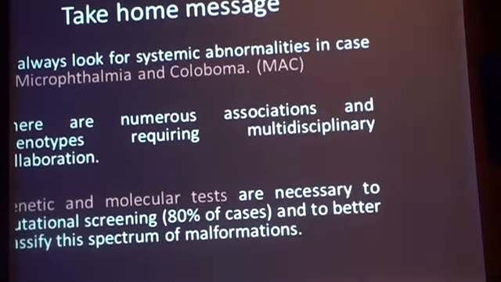So if we have to take a home message, it is to always look for systemic abnormalities in case of microphthalmia and coloboma, because there are numerous associations and phenotypes requiring multidisciplinary collaboration, and genetic and molecular tests are necessary because they lead to mutational screening in 80% of cases and to better classify the spectrum of malformations. Thank you.